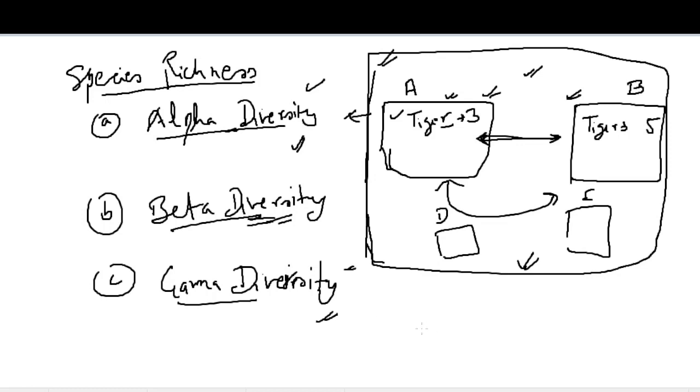Okay, now you have understood what biodiversity is and what the types of biodiversity are. The next topic that we are going to deal with is the threats and loss of biodiversity. Okay, now we are taking the threats or loss of biodiversity.